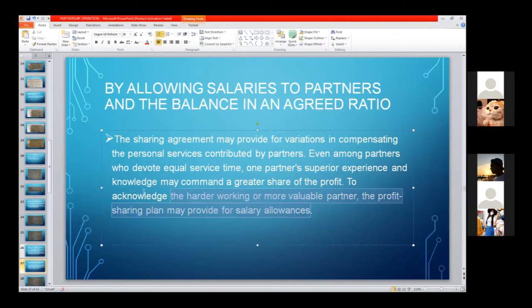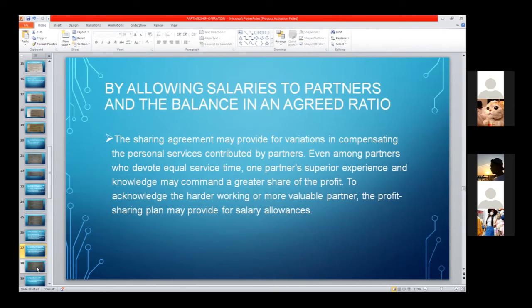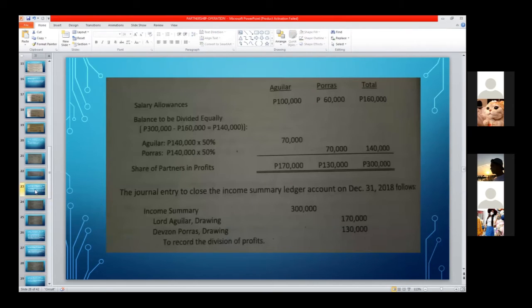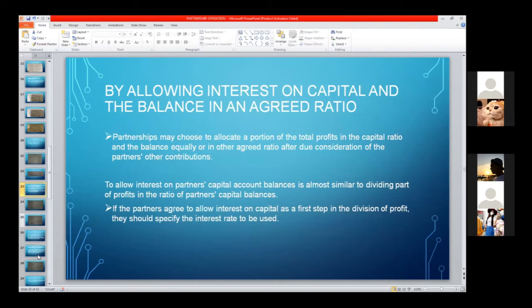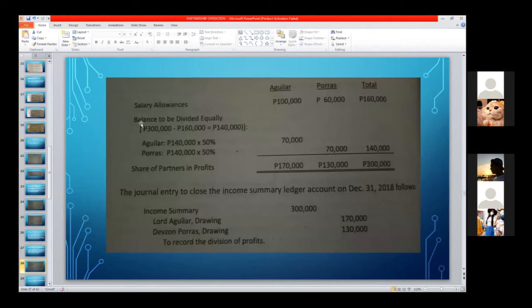So kaya proceed na tayo sa illustration nito. Madali pa itong part na to. Madaling part pa yung kay interest tapos kay salaries. Ayan. So kaya salaries and allowances. Punta tayo dun sa illustration.